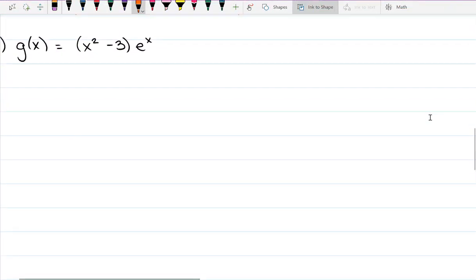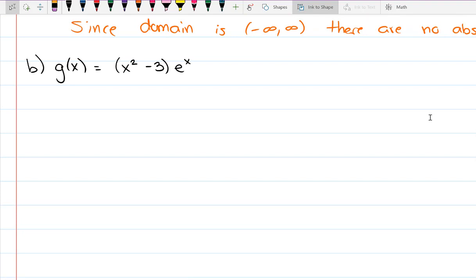g of x equals x squared minus 3 times e to the x. A little more complicated function, just makes it a little more fun. So the first thing we need to do is take the derivative. So you get g prime of x is equal to, and here you have to use the product rule. So the derivative of the first is 2x e to the x plus x squared minus 3 e to the x. The derivative of the second one times the first.